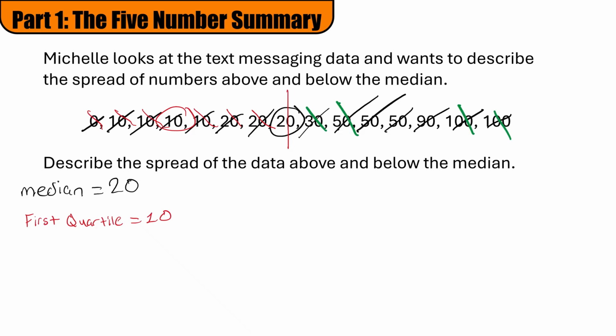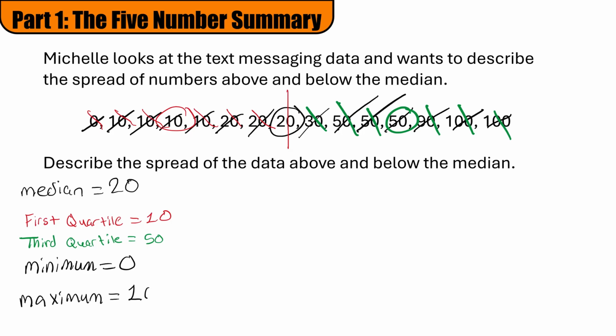Next, find the third quartile by finding the median of the upper half of the data, which will be 50. Then find the minimum, which will be 0 because it is the number with the least value in the data set. Lastly, find the maximum, which will be 100 because it is the number with the greatest value in the data set.